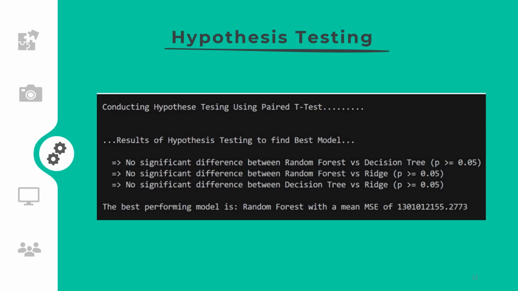Now moving on to hypothesis testing, we have conducted a paired t-test, and you can view the results of the hypothesis testing right here. With the alpha value of 0.05, we did not see a significant difference between any of the two compared models, that is, random forest versus decision tree, random forest versus ridge, and decision tree versus ridge. So on the basis of mean MSE, we have concluded that the random forest is the best model.